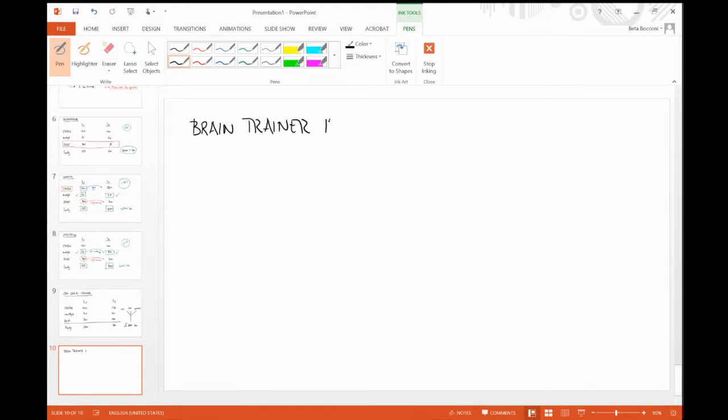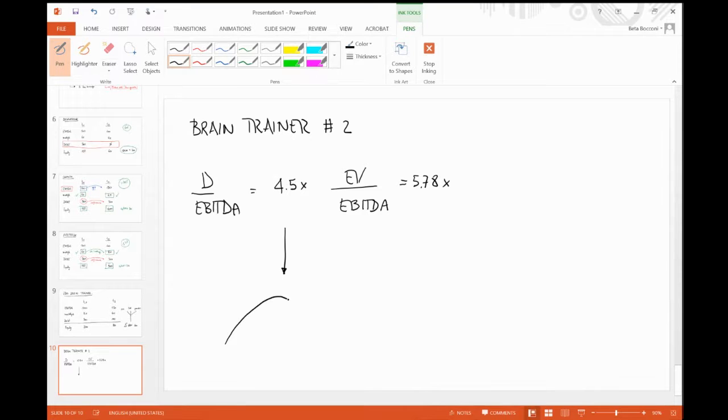We have said that with a debt over EBITDA of 4.5 times, we end up today with an enterprise value over EBITDA of 5.78 times. My question for you is, let's assume that we are moving upward in the credit cycle.